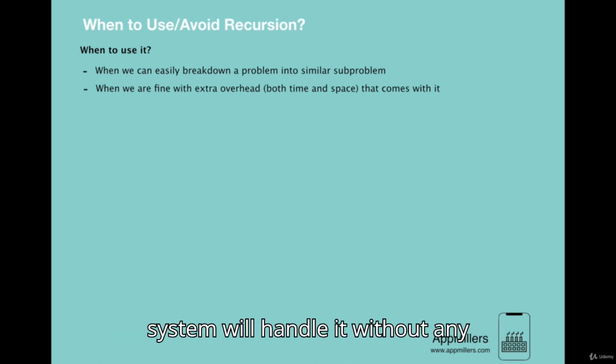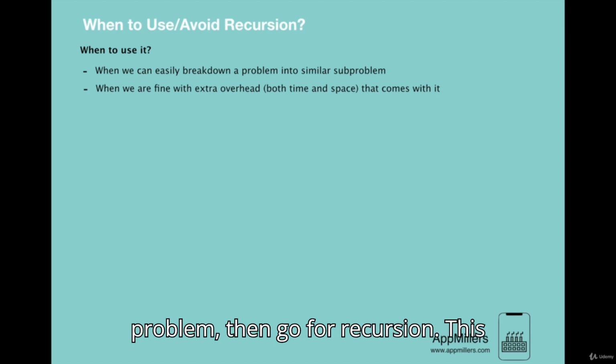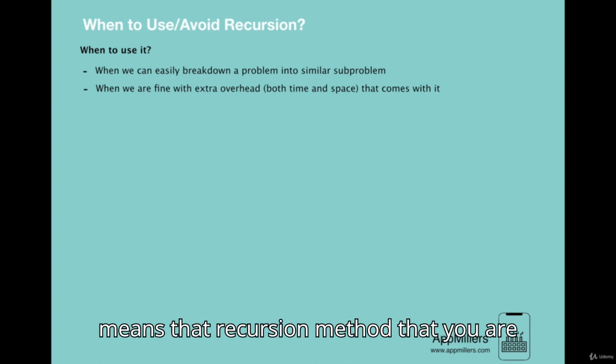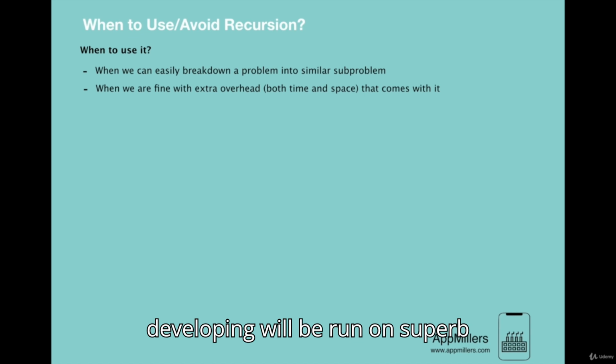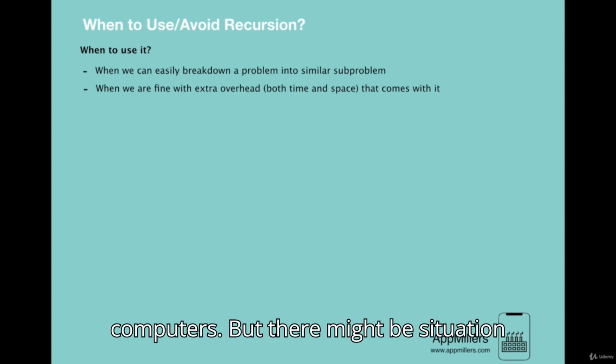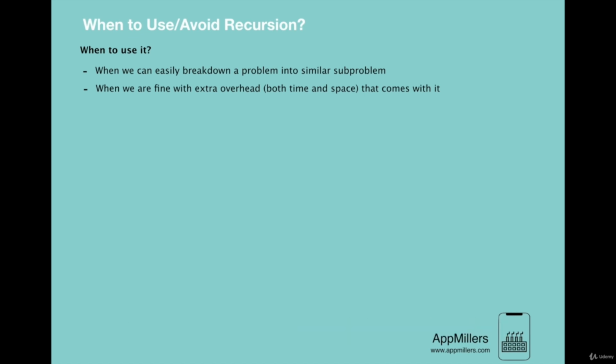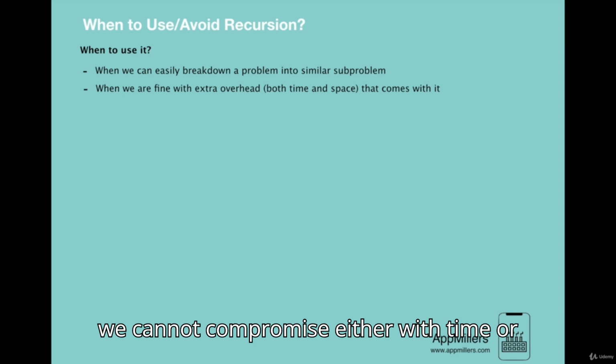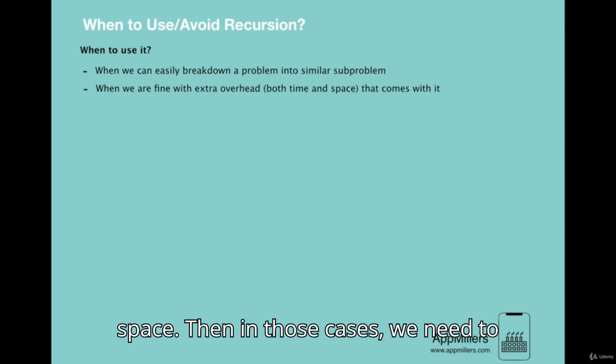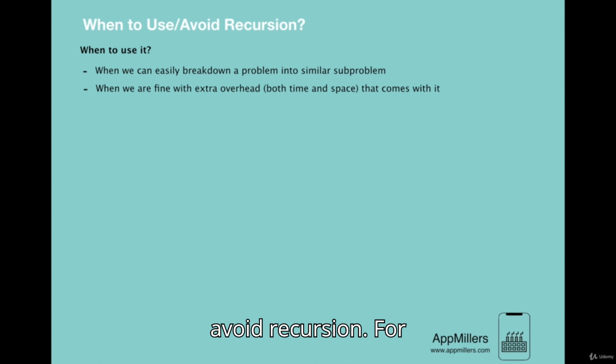So if you think that system will handle it without any problem, then go for recursion. This means that the recursion method you are developing will be run on supercomputers. But there might be situations where we cannot compromise either time or space. Then in those cases, we need to avoid recursion.